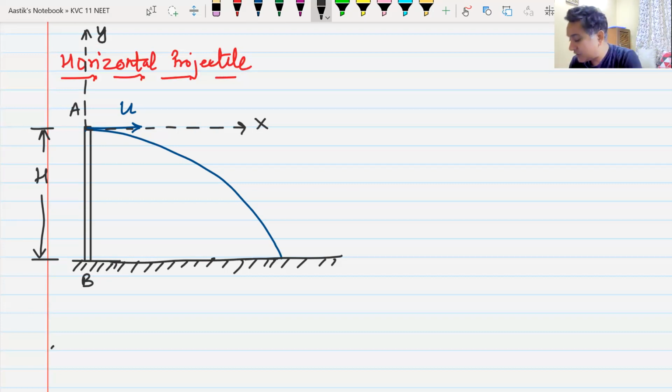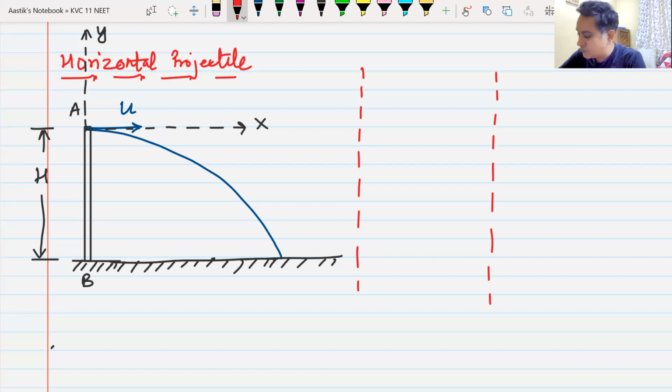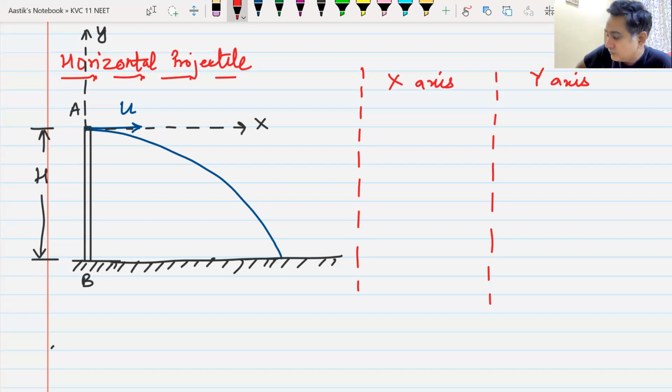Now, what are the things that we know about this? So we can write two equations. Remember, whatever be the case, I only have two equations to make: one equation along x-axis and one equation along y-axis. Do we understand this? Yes or no? What is the acceleration along x-axis? It is 0.